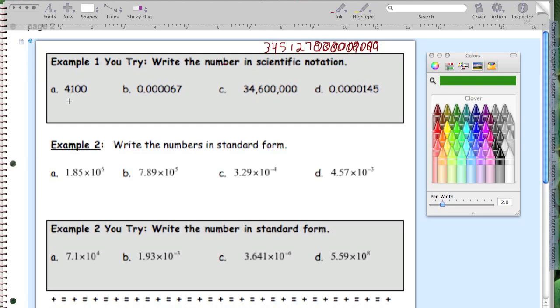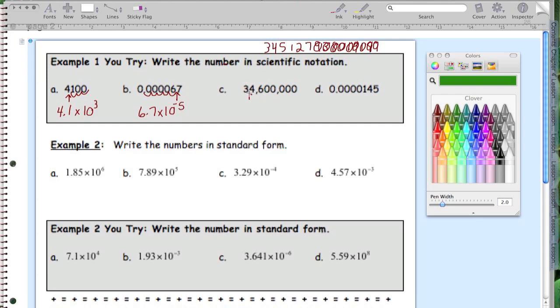It's already large, so our first part is to put the decimal place in, 4.1, and then see how many places. 1, 2, 3, 10 to the third. This one, decimal place goes here, so it's 6.7, and I go 1, 2, 3, 4, 5, but it's a decimal, so it's a -5.